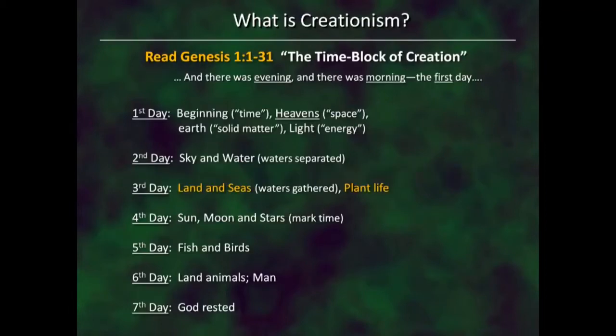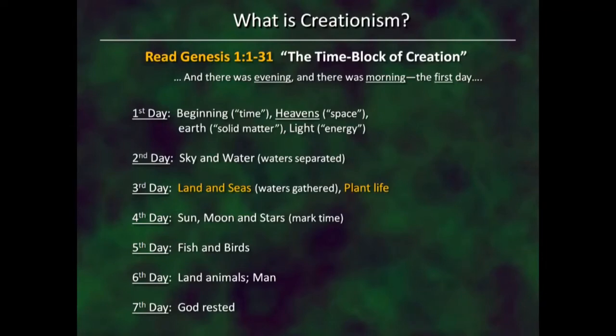Okay, so this is Genesis 1, verses 1 through 31. Sometimes it's called the time block of creation. I think it warrants just reading through since this is on creation. So if you have your Bibles, turn to Genesis 1 and we'll read through those verses. It says, "In the beginning, God created the heavens and the earth. Now the earth was formless and empty. Darkness was over the surface of the deep, and the Spirit of God was hovering over the waters.